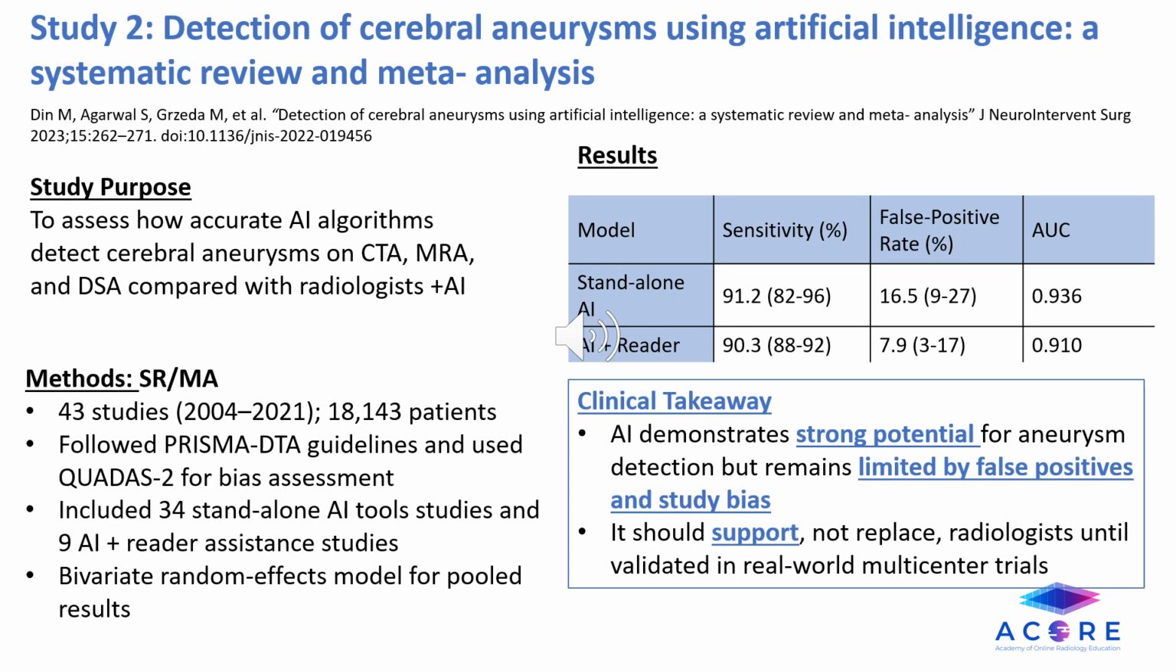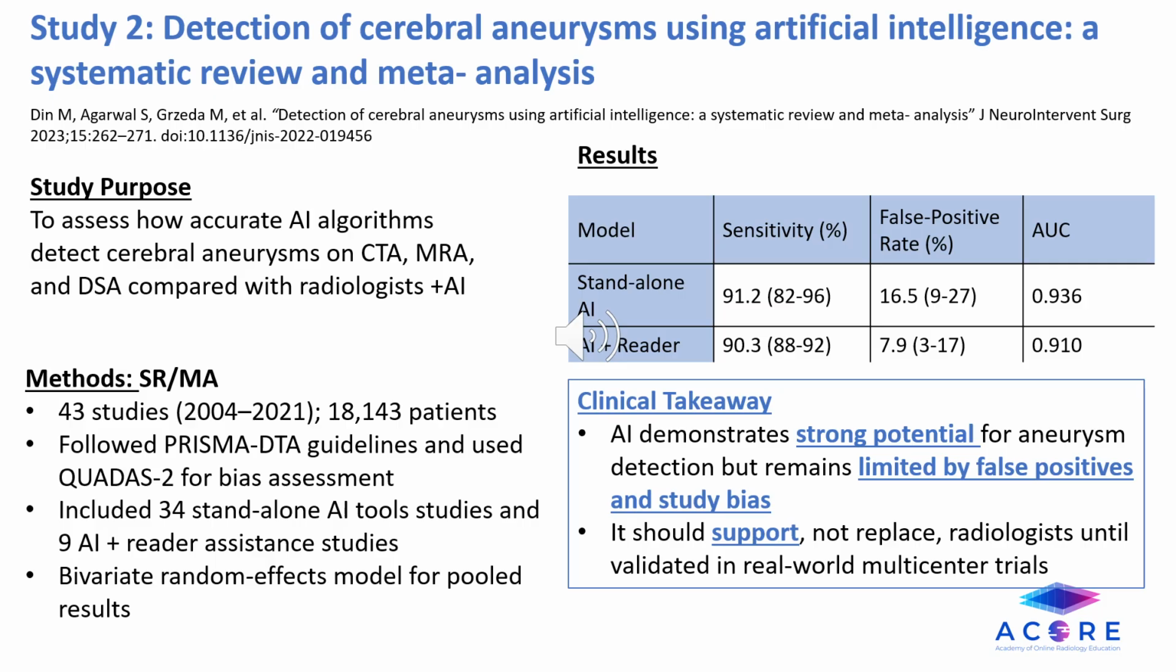The next study is by Dina et al., published in the Journal of Neurointerventional Surgery in 2023. This was a systematic review and meta-analysis that combined data from 43 studies involving over 18,000 patients to assess the diagnostic accuracy of AI algorithms for detecting cerebral aneurysms in CTA, MRA, and DSA.